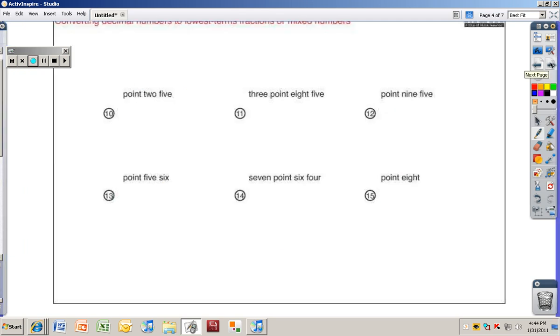All right, here are some more problems. Pause the video and then try these. Turn it back on when you're ready to see the solution.